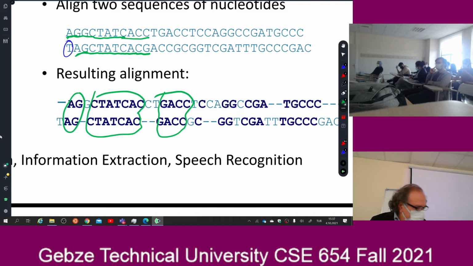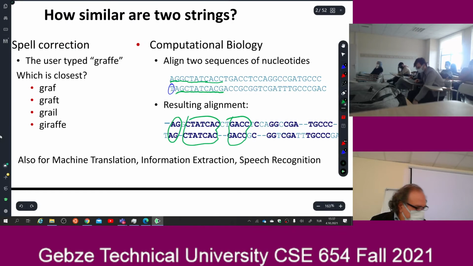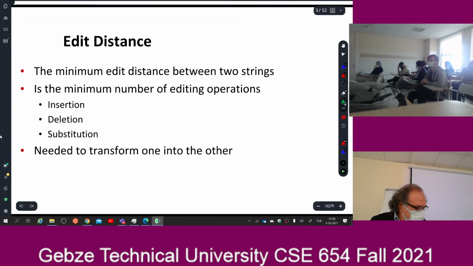So I would like to do this for a very long DNA sequence, 2 of them. Once you do this, you will say that these are the common parts of the genes, and these are under some modification, some change, and that's valuable information for computational biology people. It is used in there too, and many other places: machine translation, information extraction, speech recognition, etc. And we are going to do this for edit distance, the distance between two words. So, minimum edit distance between two strings, two different operations available for us: insertion, deletion, and substitution. I need to transform one into the other.